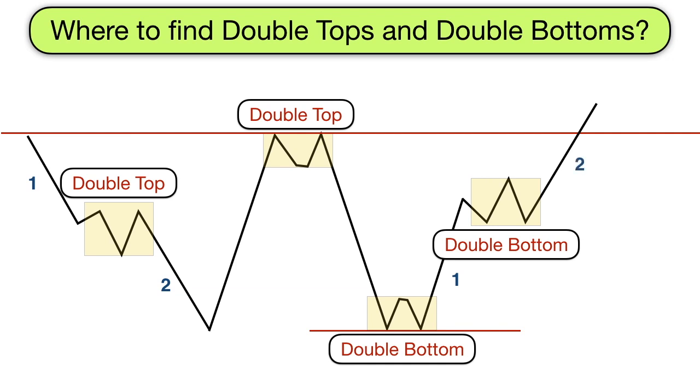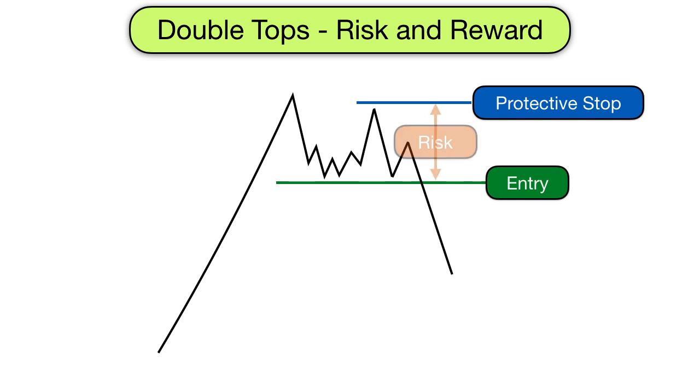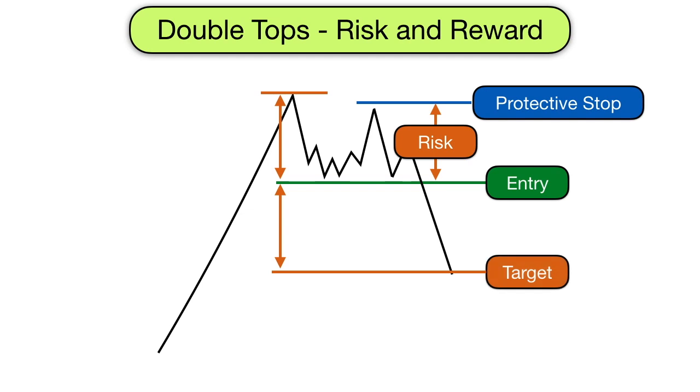Let's have a look then at how you set your target in a double top and double bottom trade. Well, you should be looking for at least 1-to-1 risk to reward on these types of trades. Your risk is the distance between entry below the low in the middle of the top and the high of the second top. And your target should be the difference between your entry point and the highest high in the pattern. This will either be the first high or the second high, whichever's higher.